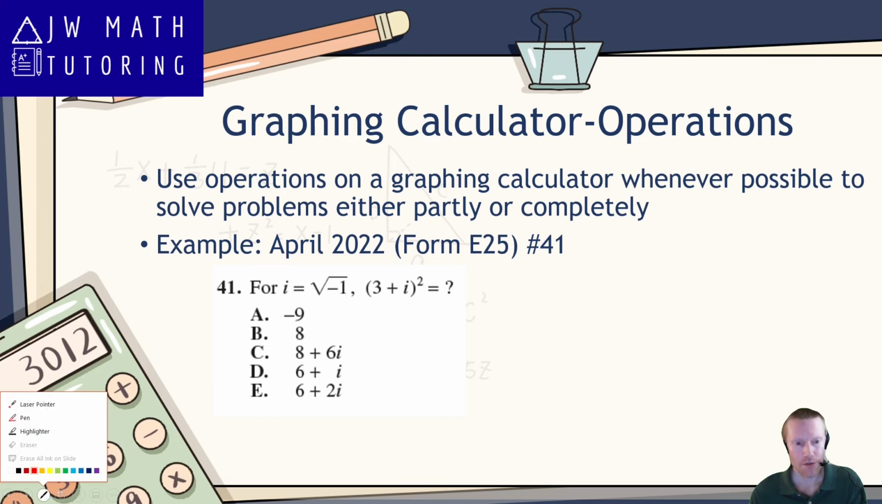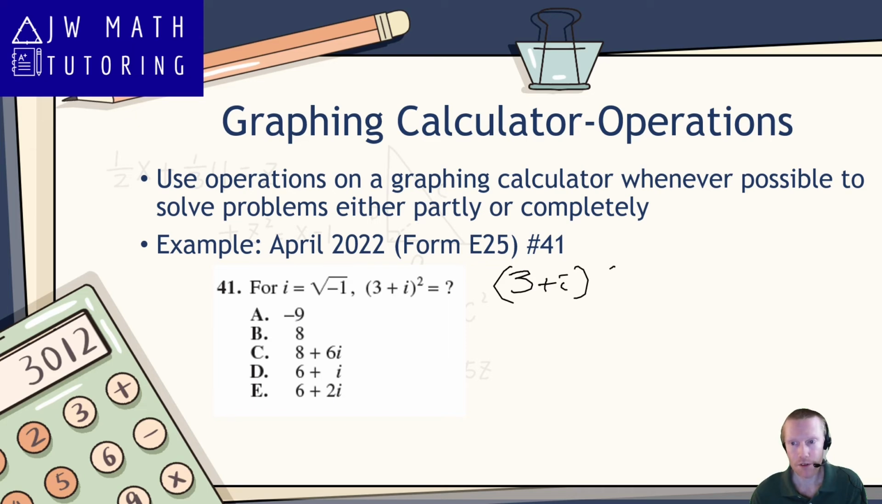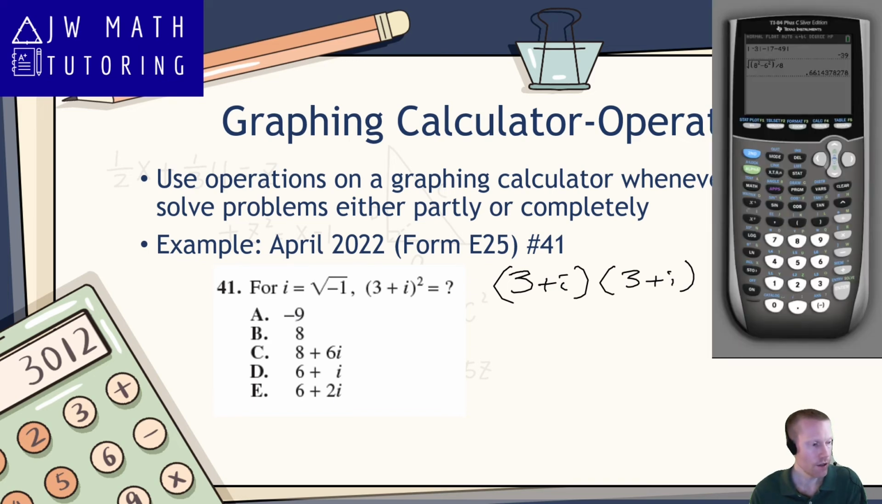So if you were going to do this the traditional way, by hand, you would have to write it out twice. And then you could go ahead and do FOIL, get your 4 terms, combine your like terms. You end up replacing i squared with -1. Then you combine some more like terms and get your final answer. However, we can do this entire problem on the calculator in virtually no time at all.